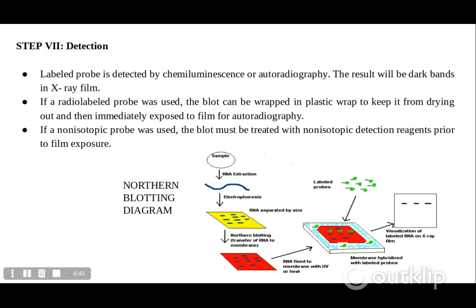in an X-ray film. If a radio-labeled probe was used, the blot can be wrapped in a plastic wrap to keep it from drying out and then immediately exposed to a film for autoradiography. If it's a non-isotopic probe, then the blot must be treated with a non-isotopic detection reagent prior to film exposure. Now, this is a diagrammatic representation of northern blotting.